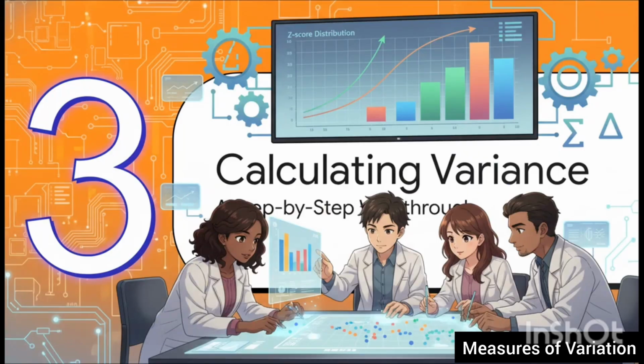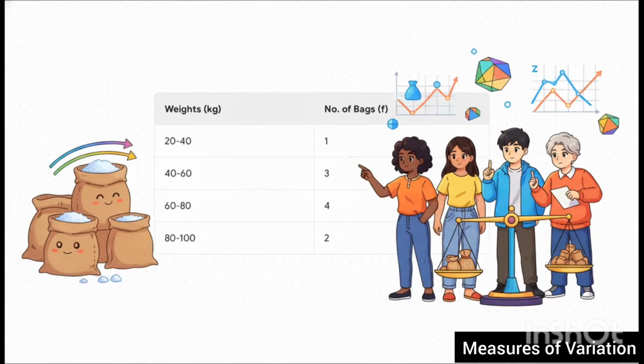All right, enough theory. Let's roll up our sleeves and actually calculate this stuff. We're going to walk through a super common scenario where your data is already grouped into bins. So here's our starting point. We've got a bunch of sugar bags, and they've been sorted by weight into these different groups, or classes. The second column, F for frequency, just tells us how many bags are in each group. Our mission, should we choose to accept it, is to find the standard deviation for all of this.